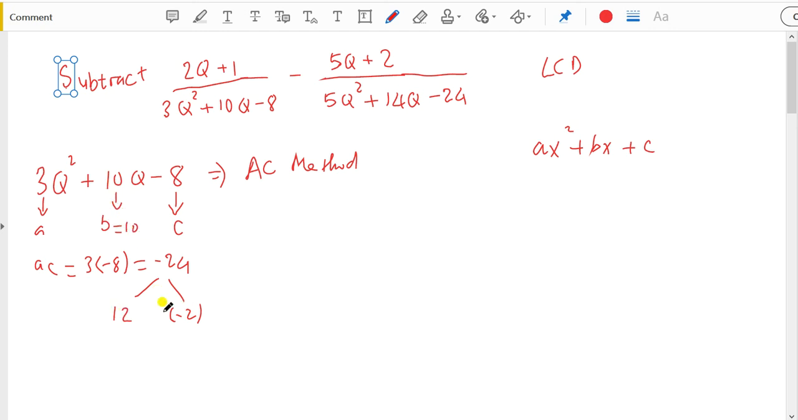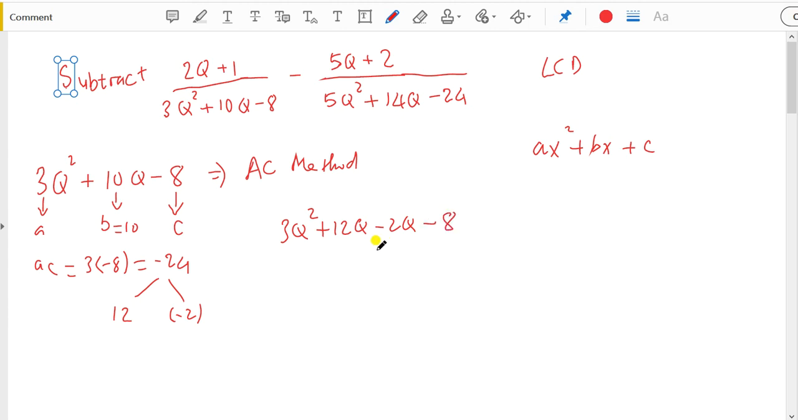After you find the two numbers, we have to rewrite the middle term 10q as the sum of 12q and minus 2q. So we rewrite 10q as 12q minus 2q. These two terms combine to get 10q back, so we're not changing anything. And we carry the minus 8 along here.